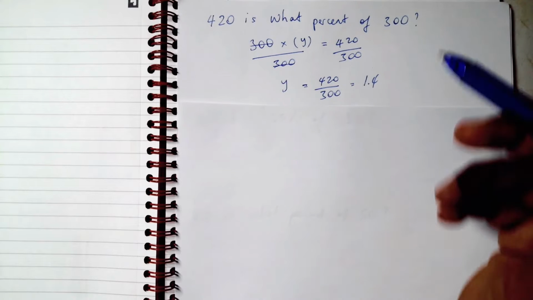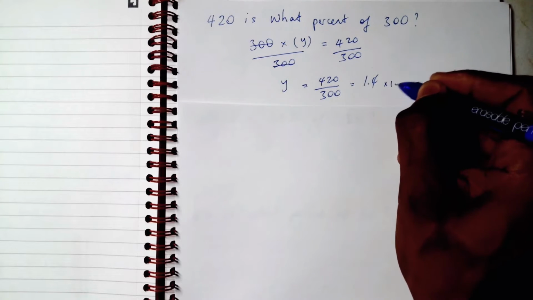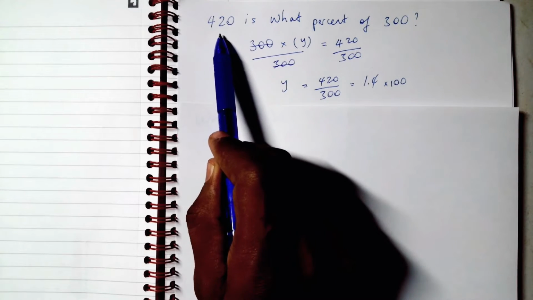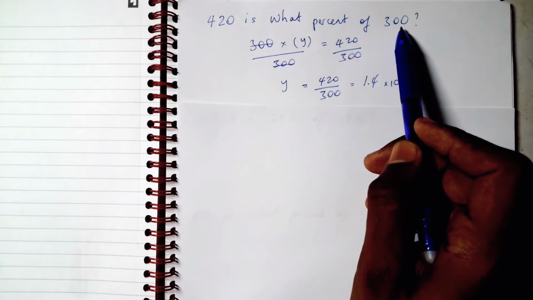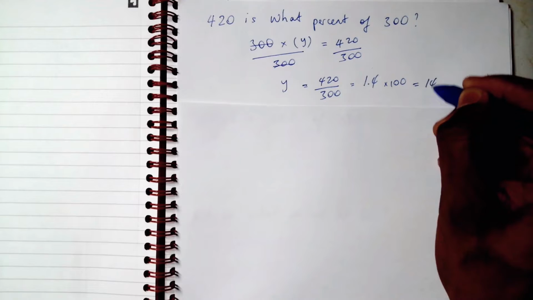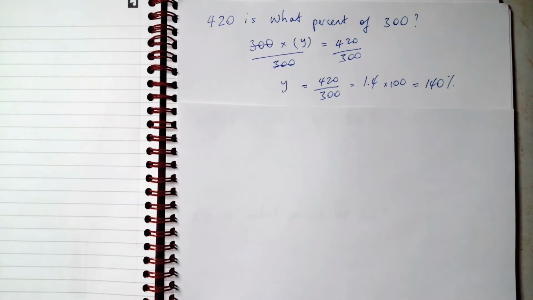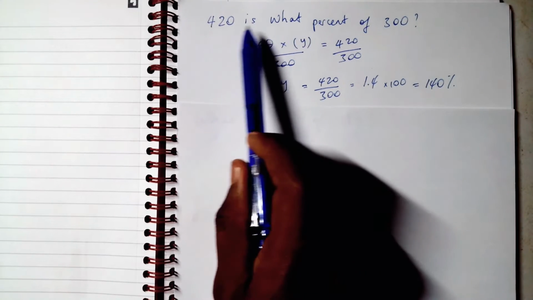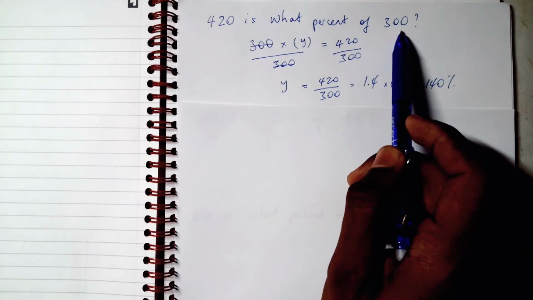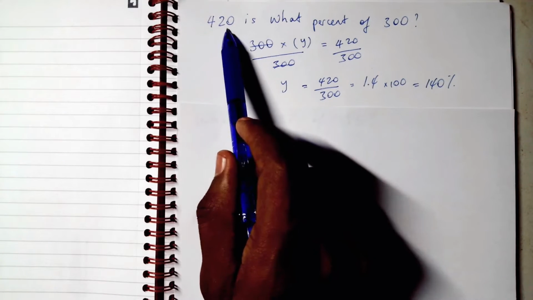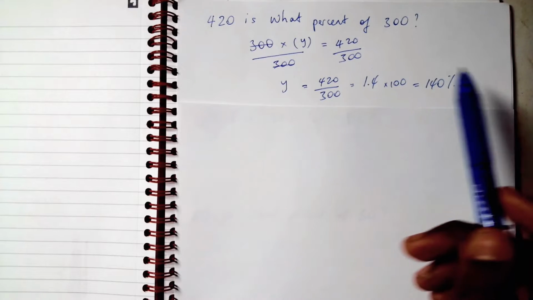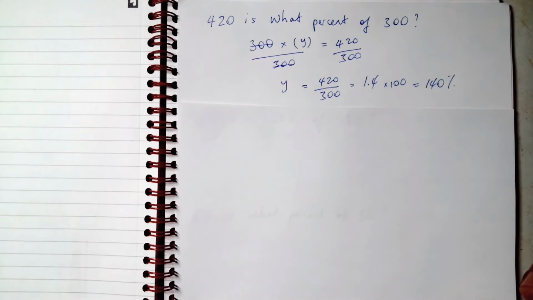What does that mean? We need to multiply this by 100 to know what percentage 420 is of 300. When we multiply this by 100, we see that the result is 140. So we know that 420 is 140% of 300. Because 420 is bigger than 300, the percentage is more than likely greater than 100.